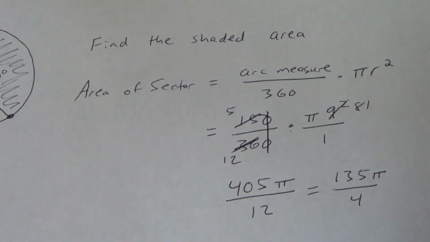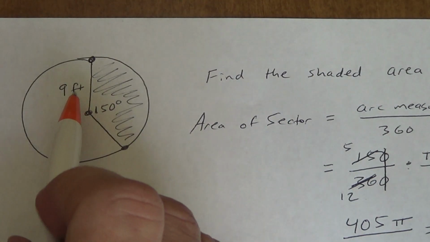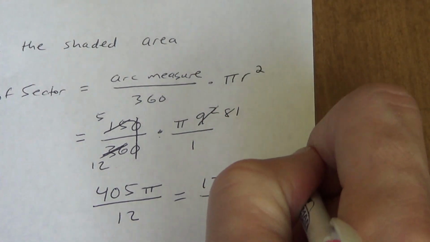Label for area is something squared. Let's look back here, it said feet, so I'm going to put feet squared.